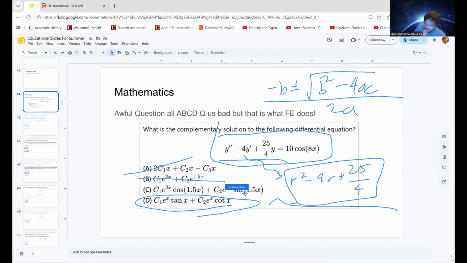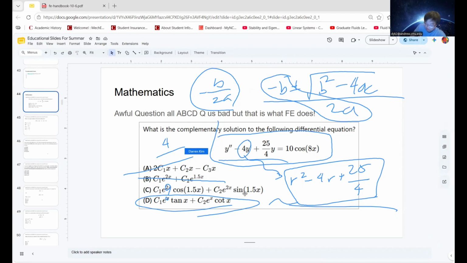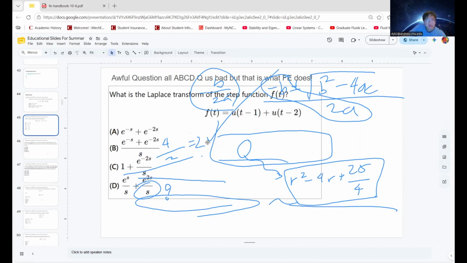Now over here, you see there's a 2 and a 1, so one of them must not be true, and then we can look at minus b divided by 2a, and b over here is 4, so that is 4 minus 2, which equals 2. There you go. So that means it's C. Again, these questions are awful. These are ABCD questions, so I wouldn't expect much from them. Okay. Next question.